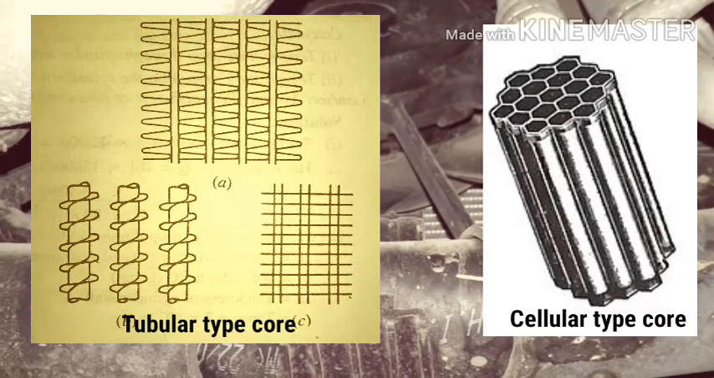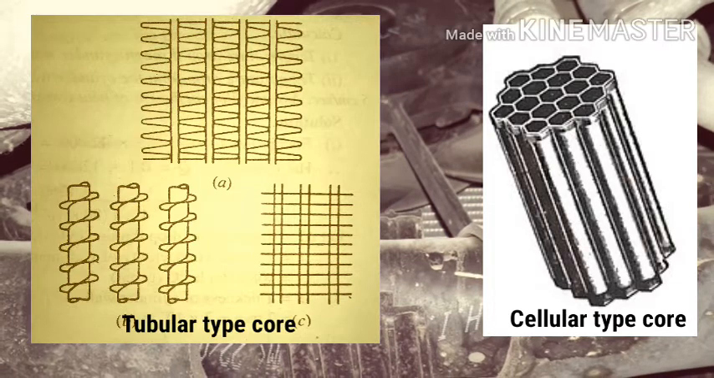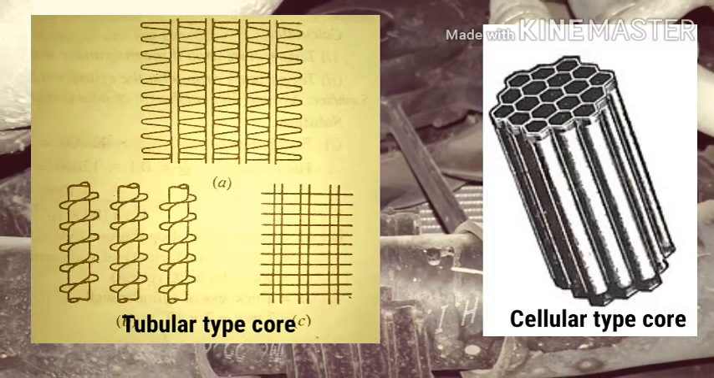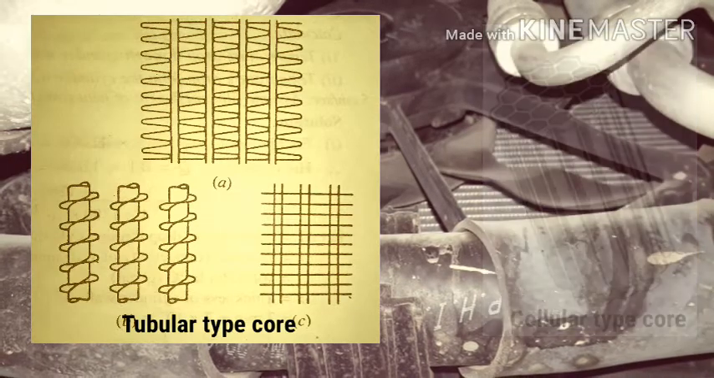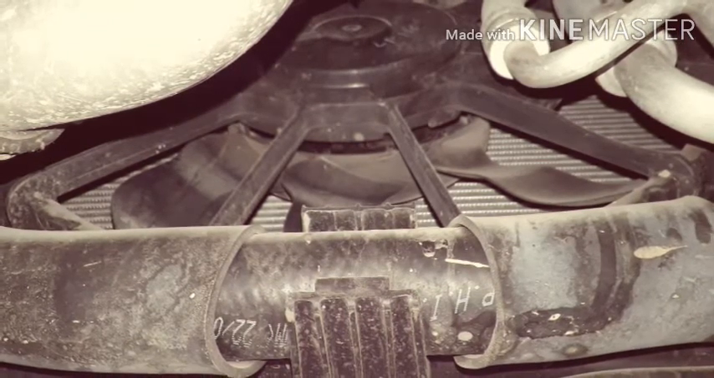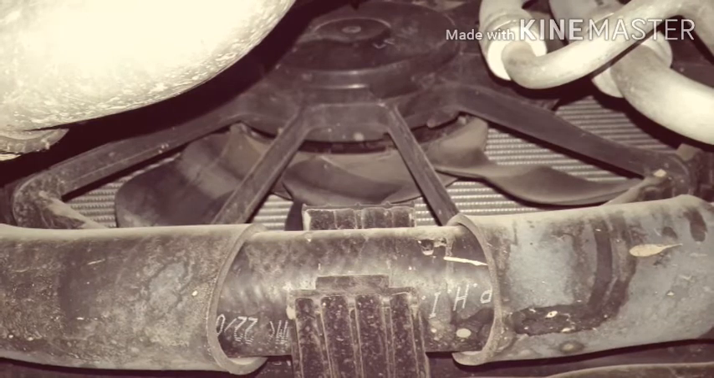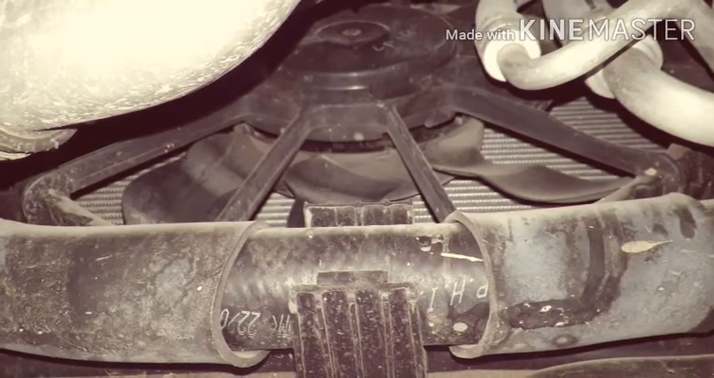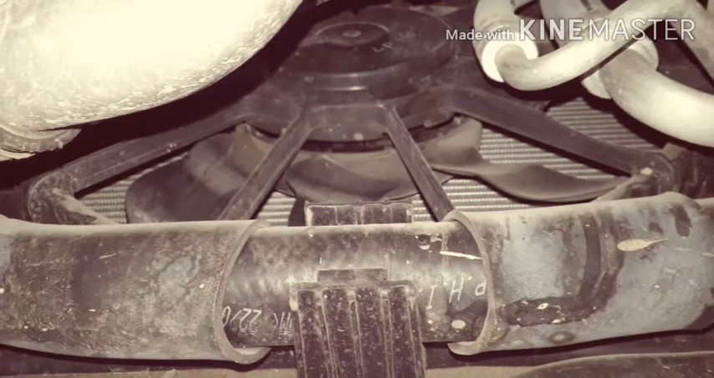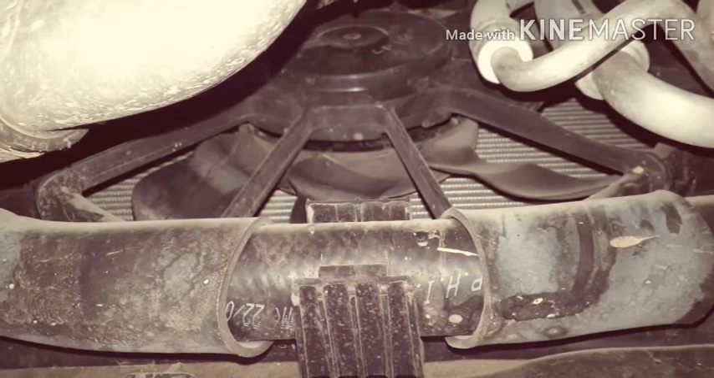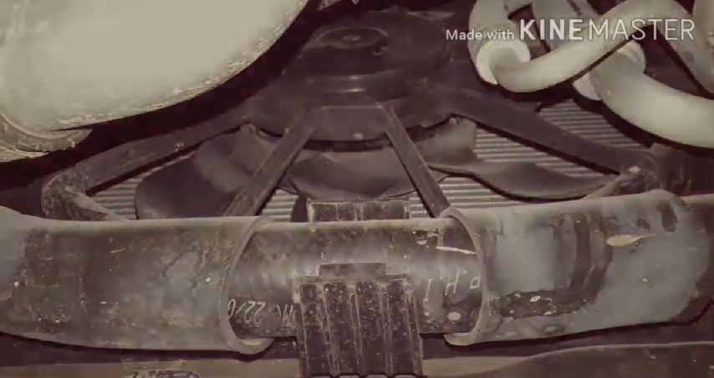Whereas in the cellular type core, the air passes through the tube and coolant flows in the spaces in between them. Out of these, tubular cores are mostly used. The materials of radiator should be resistant to corrosion and possess high thermal conductivity, apart from having adequate strength. For these reasons, copper, aluminium and brass are used as the materials of the radiator.